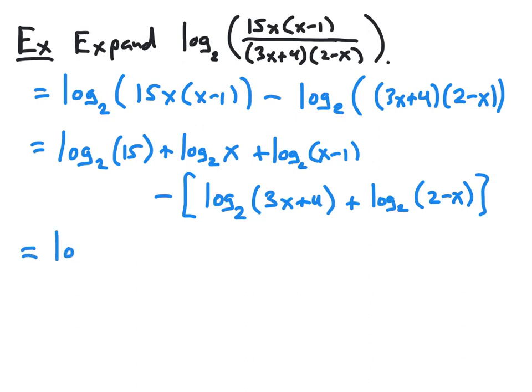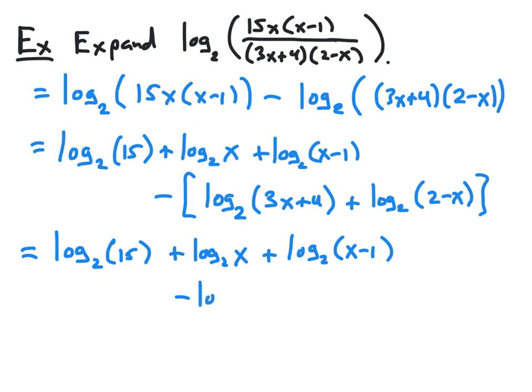And so rearranging this in a natural way, we get the log base 2 of 15 plus the log base 2 of x plus the log base 2 of x minus 1, minus the log base 2 of 3x plus 4, minus log base 2 of 2 minus x. This last negative sign might be the one that is most commonly missed. And again, it's coming from that distribution of the negative sign that is introduced with the quotient rule.